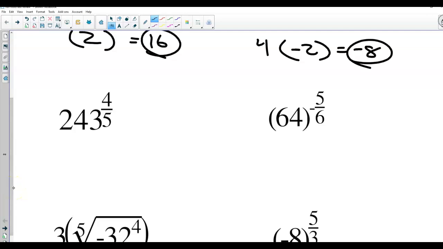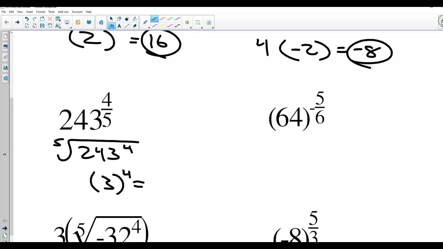Now, when it's raised to a fraction, I always like to convert it to a radical. And once again, nobody wants to do 243 to the 4th power. Deal with your index first. The 5th root of 243 is 3. And 3 to the 4th is 81.